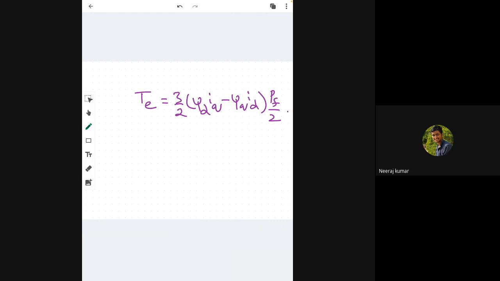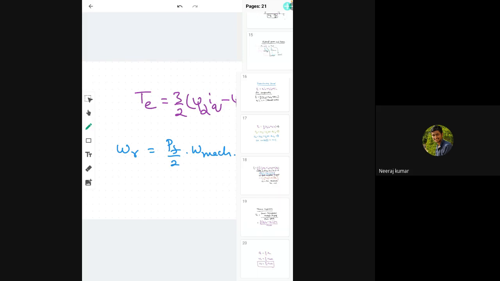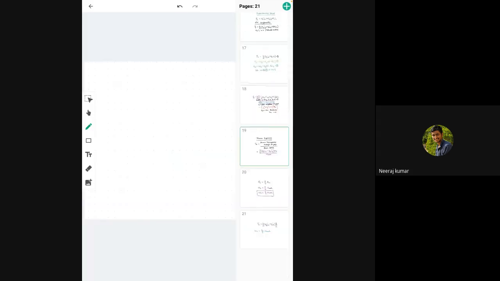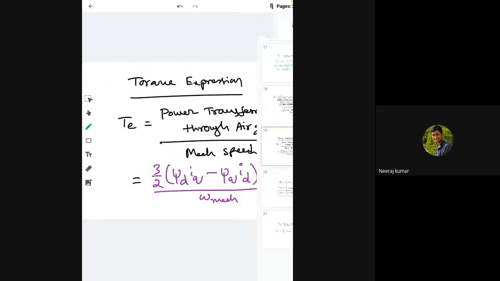Here omega r is equal to pf by 2 into omega mech, isn't it? So therefore the previous expression is this one, isn't it? So use that expression.